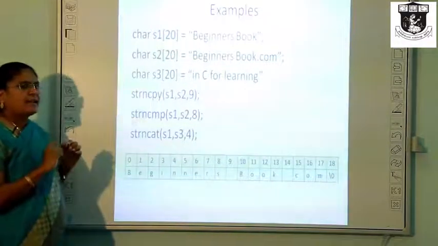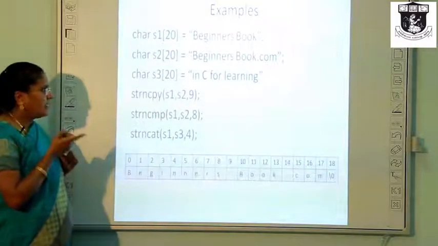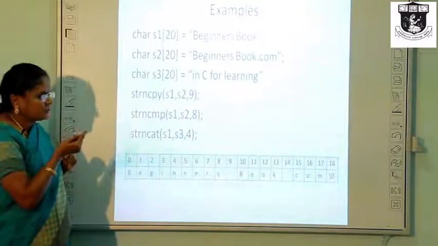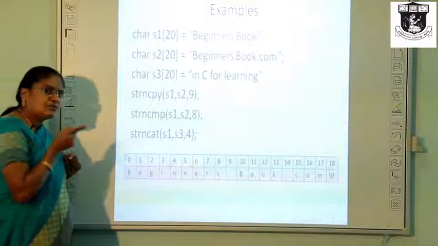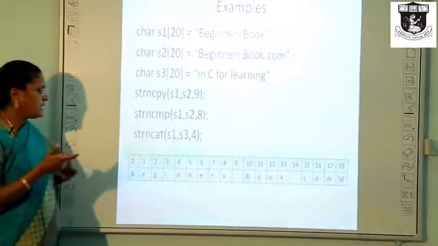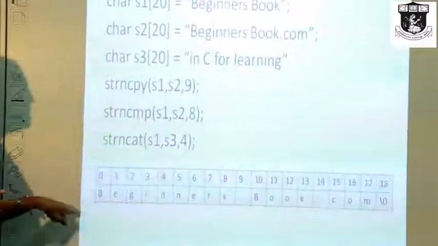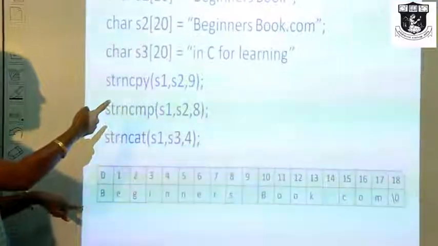Now the first one, strncpy(S1, S2, 9). So copying from string S2 to S1. S2 is your source and S1 is your target, and 9, the number of characters, is being taken. It starts from 0, ends with 9, so the answer will be "beginners". That's the answer which is being displayed over here.